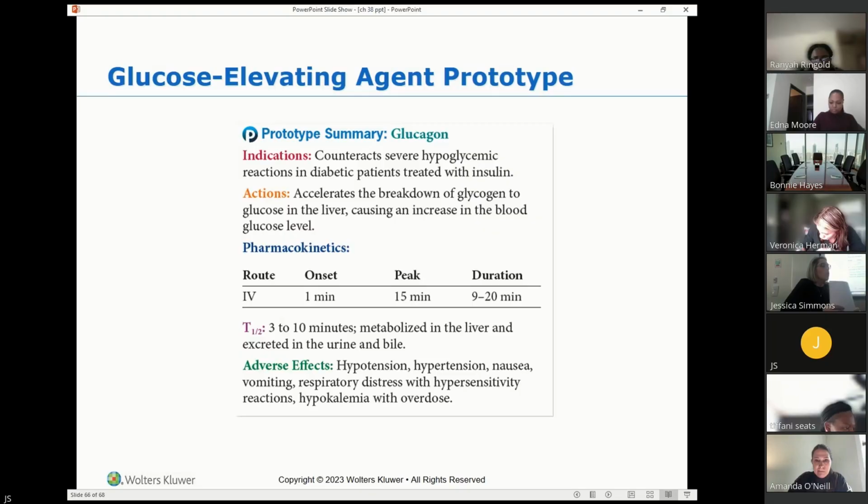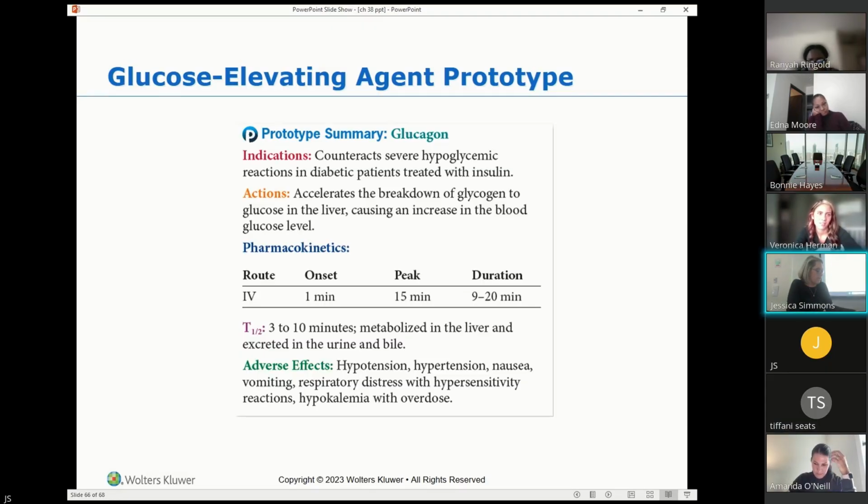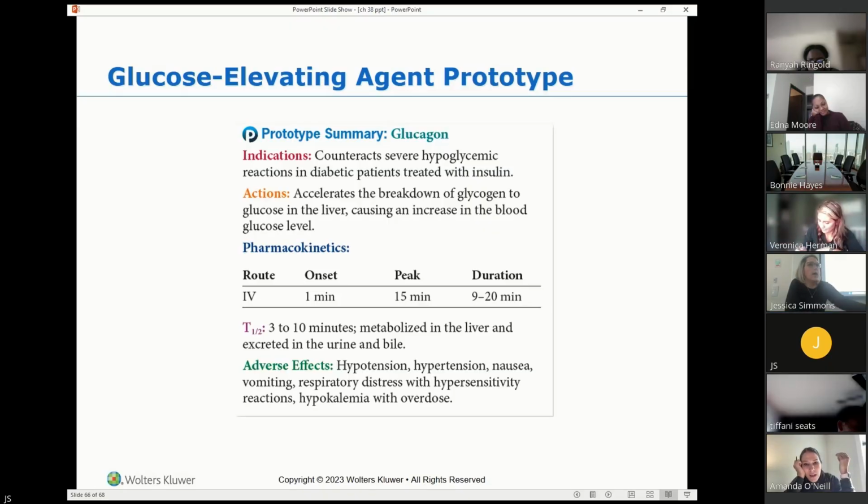No questions. I think I'm just trying to take all of this in still, because I looked over it over the weekend, but there's still quite a bit of information 24 hours before the test. It's a lot. I know it's a lot. Yeah, go ahead.